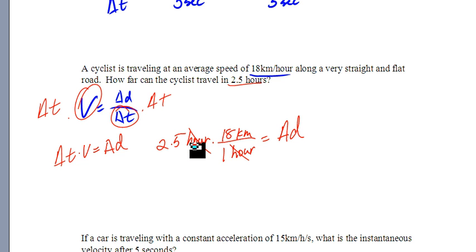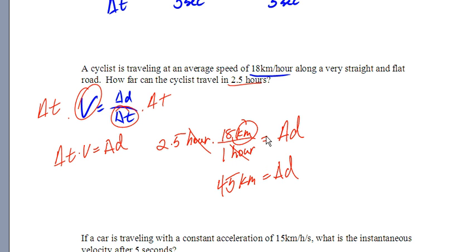I'm going to cross out hours, cross out hours. I'm going to multiply across. When I multiply across, the only units I'm left with is kilometers, and 18 times 2.5 is 45 kilometers. So that's the distance that we can travel in 2.5 hours on a bicycle going 18 kilometers per hour.